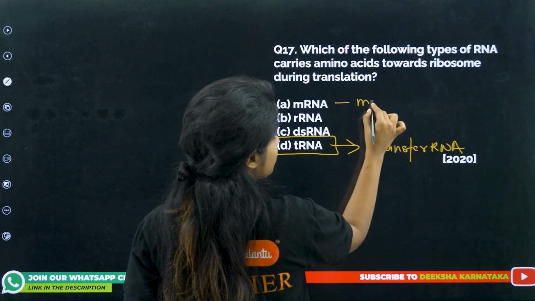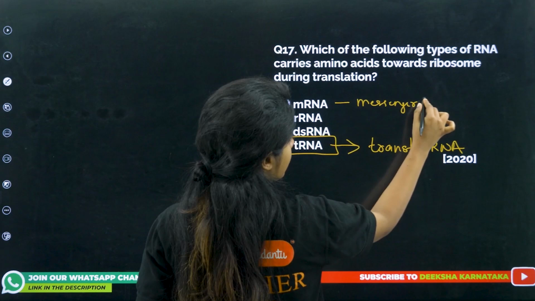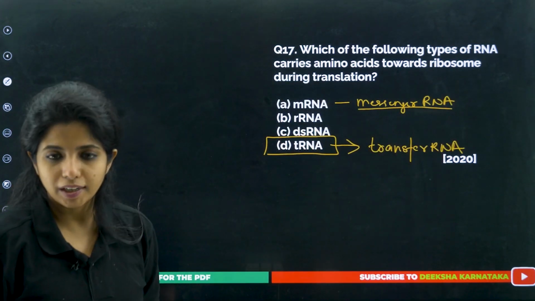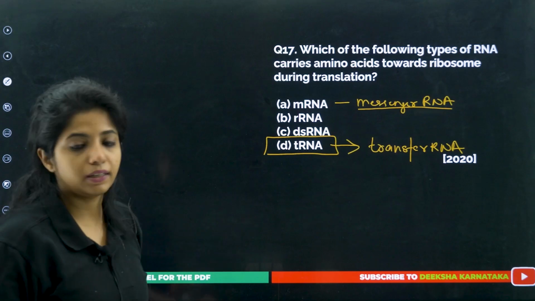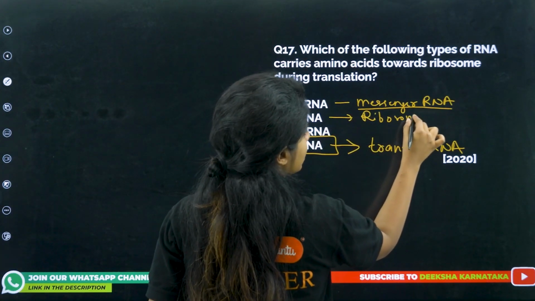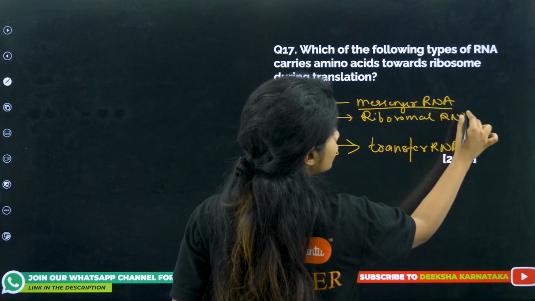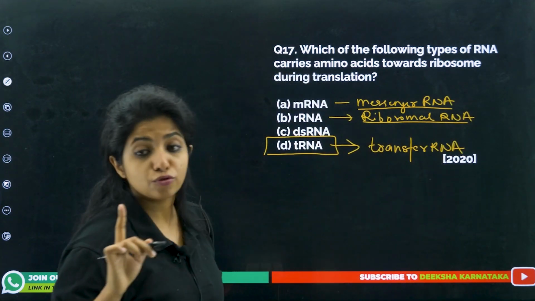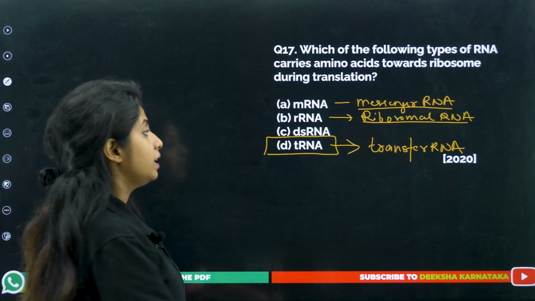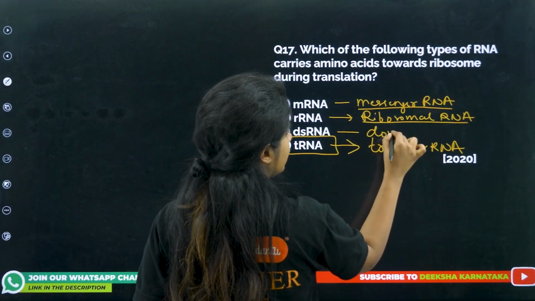mRNA stands for messenger RNA. Messenger RNA carries the message of what proteins have to be made. So these are the ones that are going to get translated. rRNA is ribosomal RNA. Ribosomal RNA helps in the formation of the organelle, which is ribosome. Ribosome is very much important, so to form it, you need rRNA. dsRNA means double-stranded RNA.